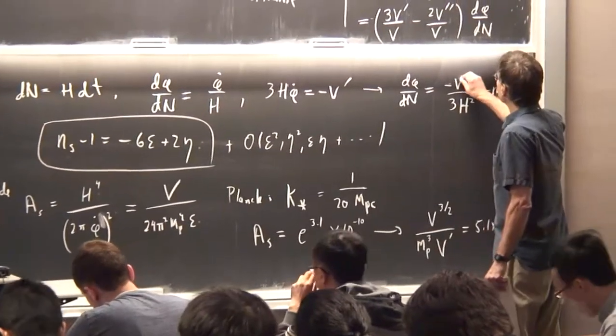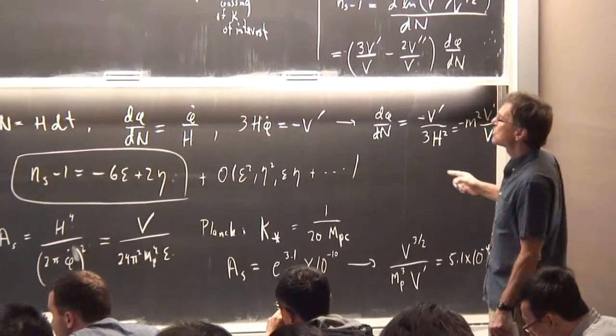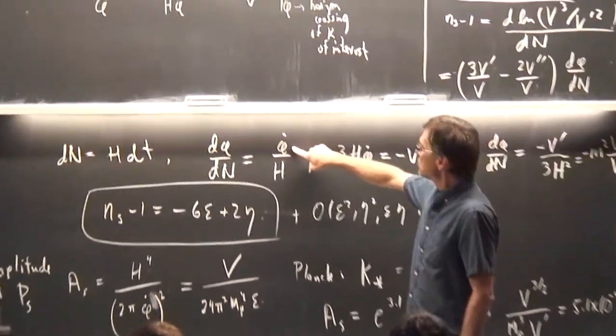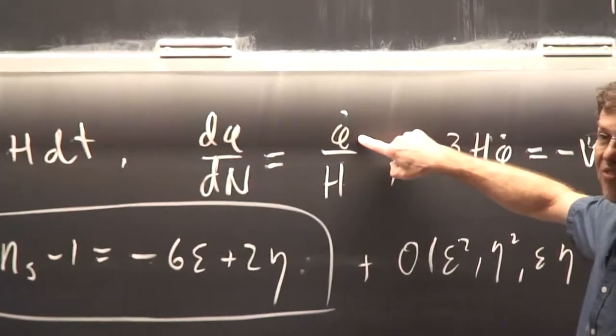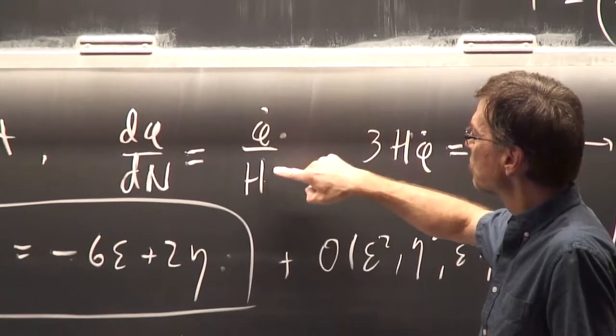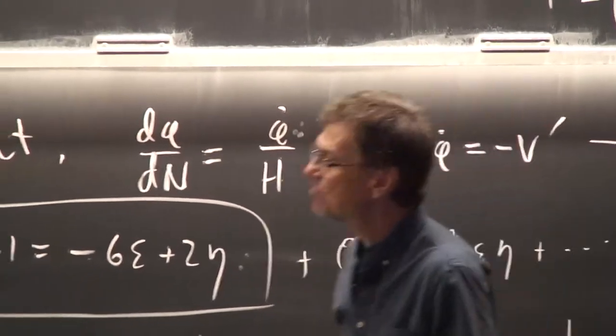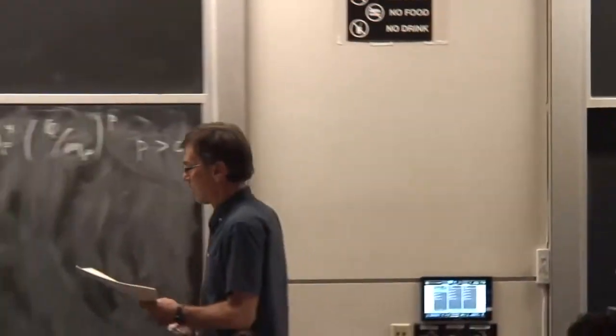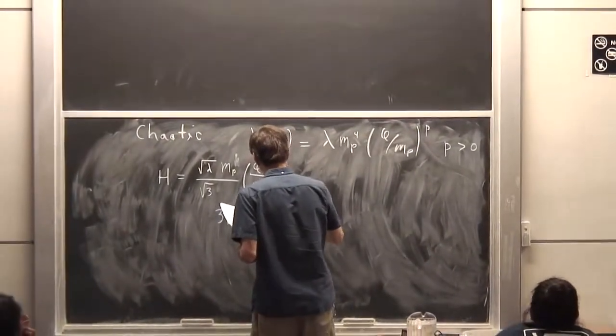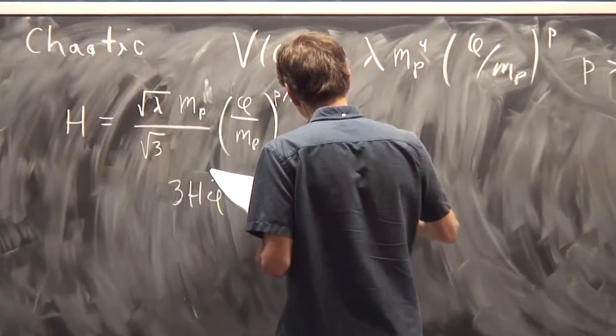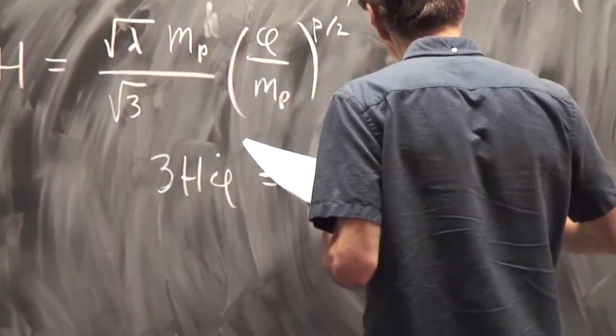Let's see, did we write it? Yes. So it's convenient to re-express phi dot in terms of d phi dn. So let's rewrite phi dot as h d phi dn. Then we get 3h squared d phi dn.